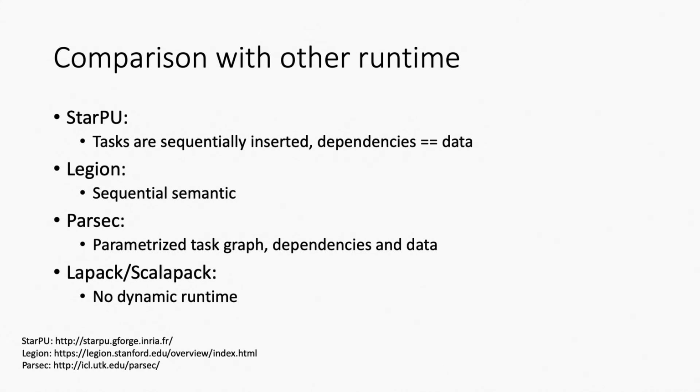So for instance, in StarPU, you have a sequential task insertion. You basically go through your tasks, and then StarPU infers all the dependencies. That's somewhat similar in Legion. Parsec, on the other hand, is much closer because it's also a parameterized task graph approach. You write a function of k, so an index, and that's how it's expressed. And Leopold doesn't really have that.